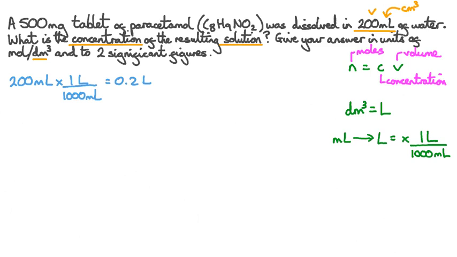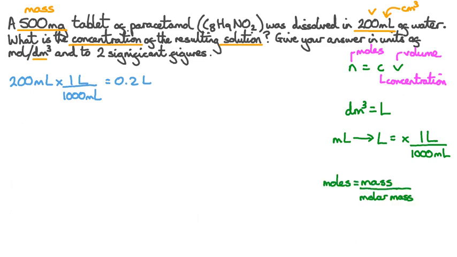Now that we have our volume in the right units, and we know that we're working out the concentration, we just need to find the number of moles, N. However, in the question, we're not given the number of moles. Instead, we're given a mass in milligrams. So we're going to need to convert our mass into the number of moles. To do this, we need another key equation.